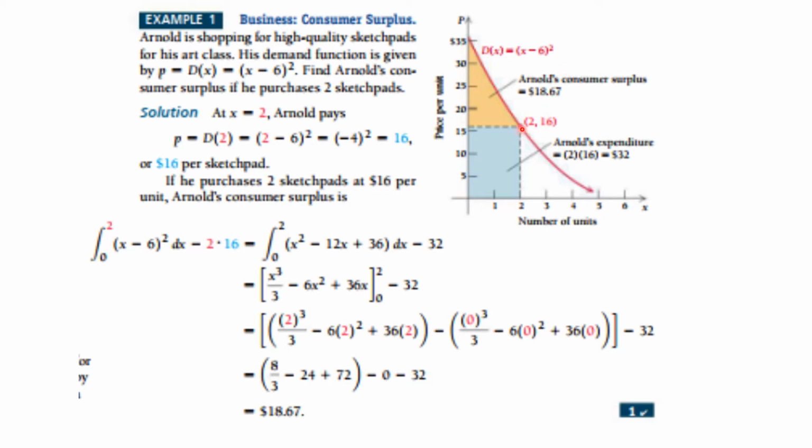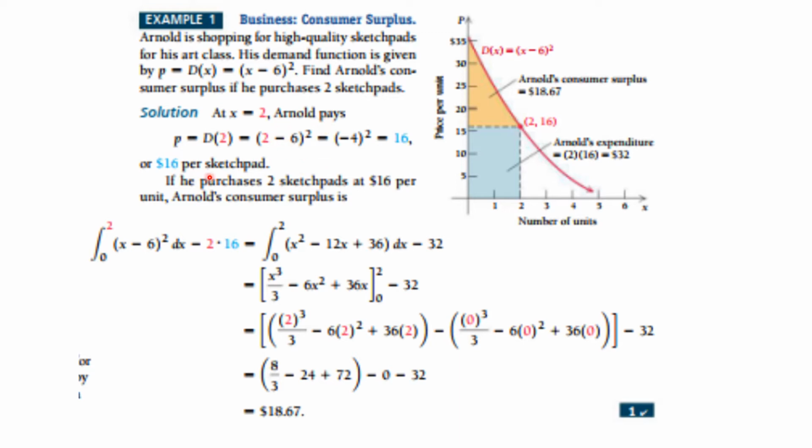So if this Arnold buys 2 of these, they will buy 2 for $16, and their expenditure then will be 2 times 16, or 32, and that will be the area here. But there's an area up here that's going to be the consumer surplus. Okay, so let's look at the solution then.